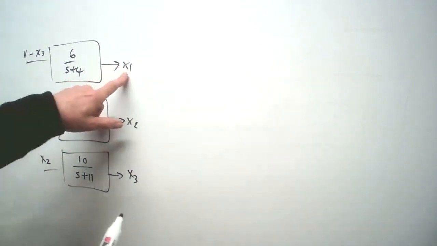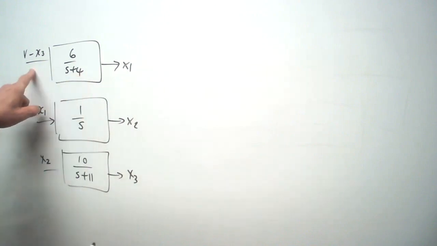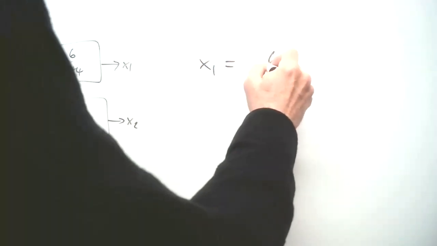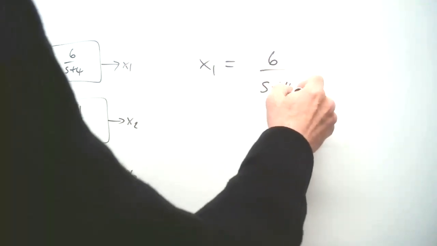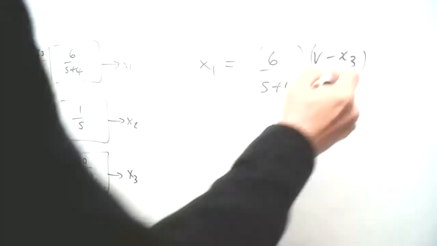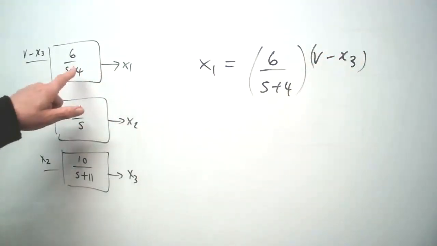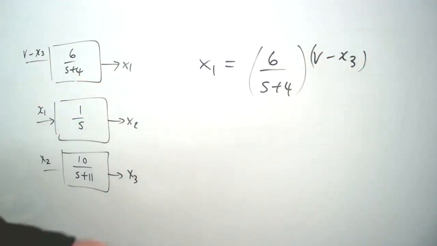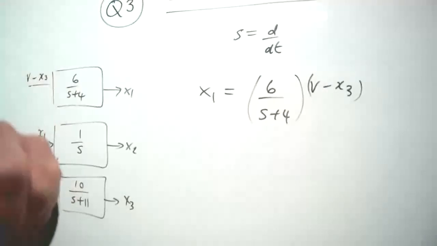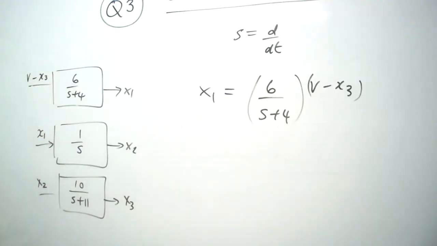And we can do that by saying that this is this times this. So we get x1 equals 6 over s plus 4 times V minus x3. So we say this is this times this. Now remember what s stands for. S represents d by dt. This is the Laplace variable, and it represents the d by dt function, which you get in differential equations.